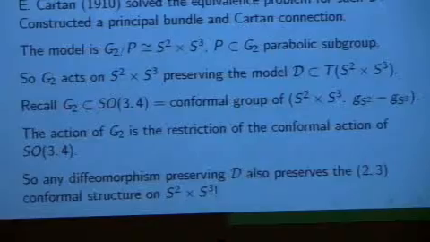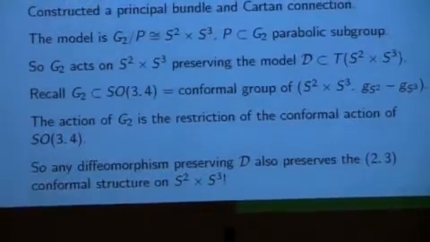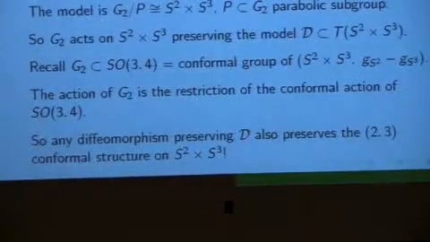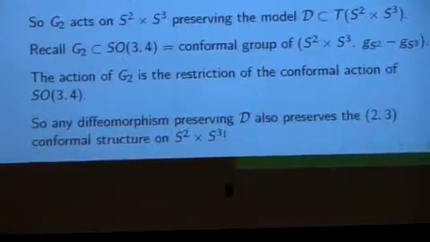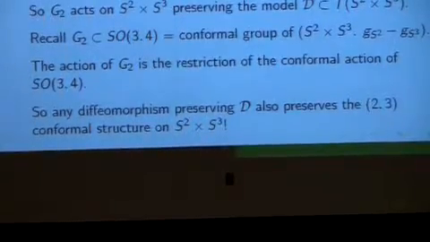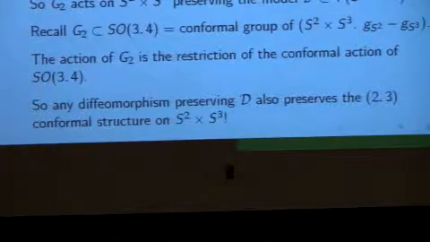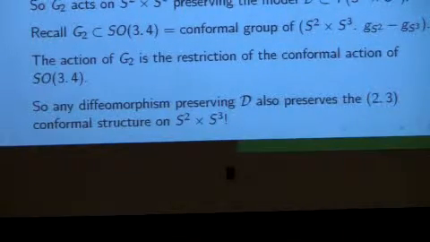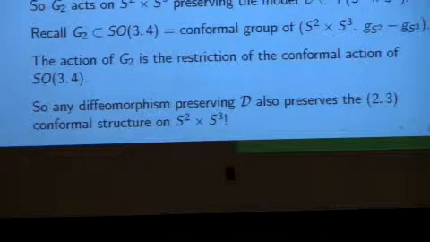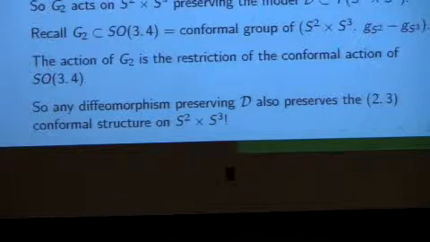So in particular, that means that part of the equivalence problem is that even local maps that preserve your structure have to be in your global automorphism group. It means even locally, any diffeomorphism preserving this model distribution actually is a conformal transformation. It preserves this conformal structure on S2 cross S3. So one can regard the conformal structure as sort of coming after the distribution. Anything preserving the distribution preserves the conformal structure.